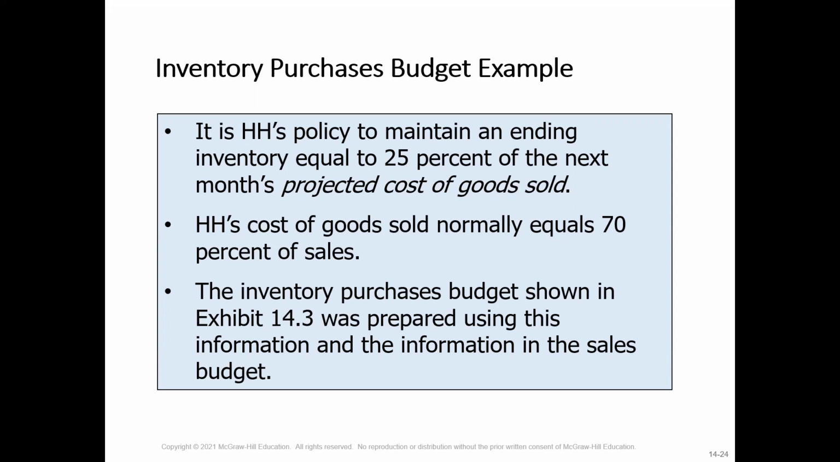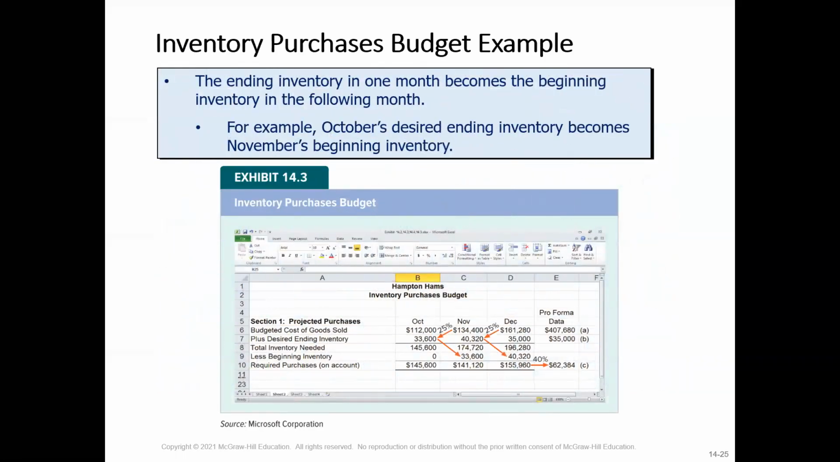So we have an inventory purchase in Exhibit 14.3, which is the top of page 514. Not only using the information that was just given to us, but that information that was in the sales budget from Exhibit 14.2. So this is our inventory purchases budget. Again, they mention what I just did, that ending inventory for October is November's beginning inventory. Ending inventory for November is December's beginning inventory.